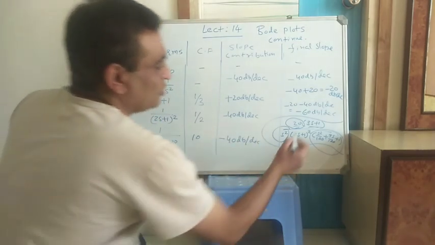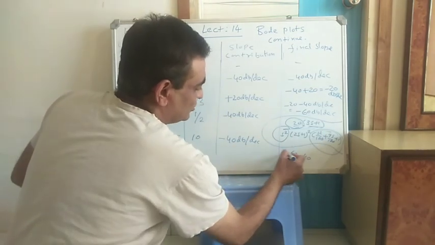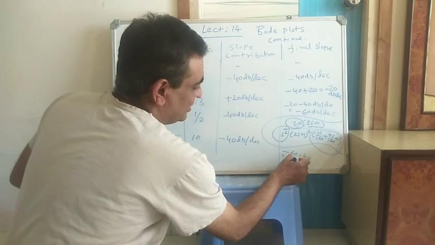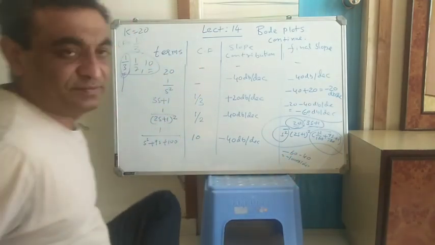So earlier slope was minus 60, so minus 60 minus 40. So it is minus 100 dB per decade. So this is how the table is complete.